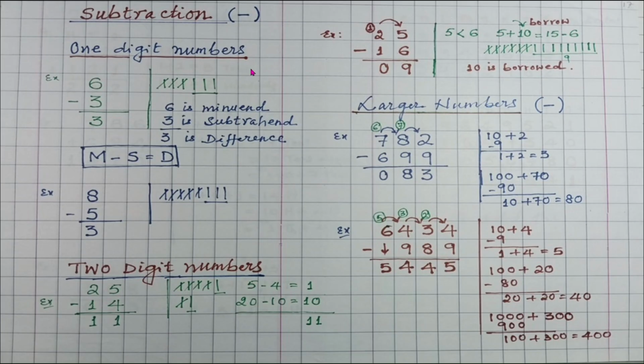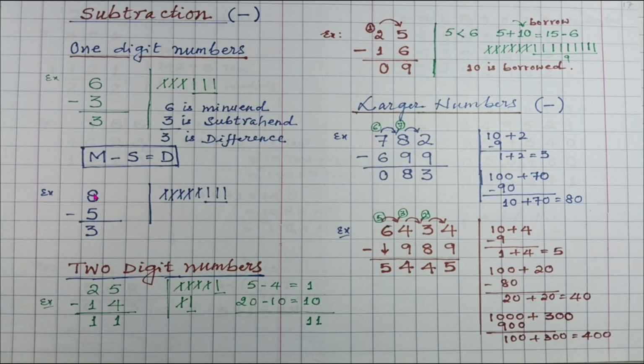Now subtraction of 1 digit numbers first. 6 minus 3. 6 means 6 sticks. Minus 3 means we have to subtract 3, means we have to remove 3. 3 sticks are removed here. Remainder is 3. So 6 is the minuend, 3 is the subtrahend, and 3 is the difference. So minuend minus subtrahend gives us the difference. The difference we get is 3 here.